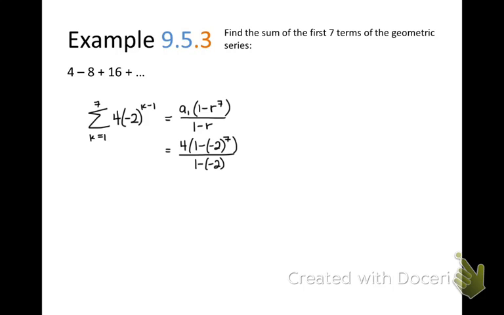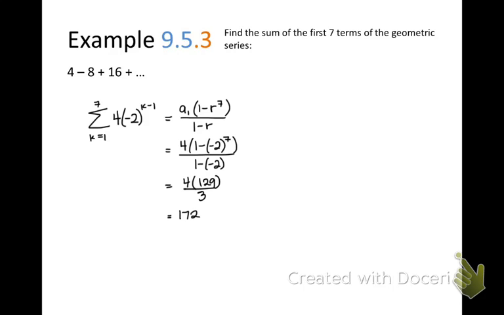So I need to calculate what is 1 minus negative 2 to the 7th. So negative 2 to the 7th is negative 128, it's going to hang on to its negative, right? So it's going to be 1 minus a negative 128, which is 1 plus 128. So I have 4 times 129 divided by 3. And if you just calculate that, you should get 172.